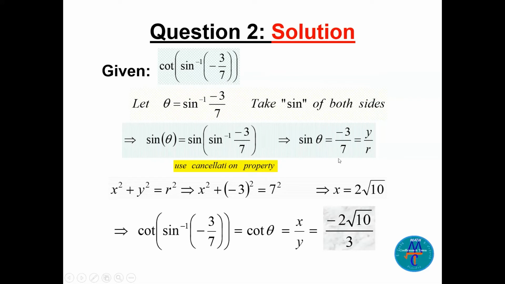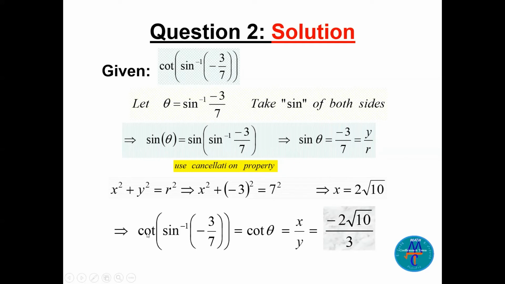So I can use the Pythagorean theorem, x squared plus y squared is equal to r squared. X squared plus 9 is equal to 49. So x will be 2 square root of 10. Why do we take the positive x? Because the sine inverse is defined in quadrants 1 and 4, from minus pi over 2 to pi over 2. So x will be positive.